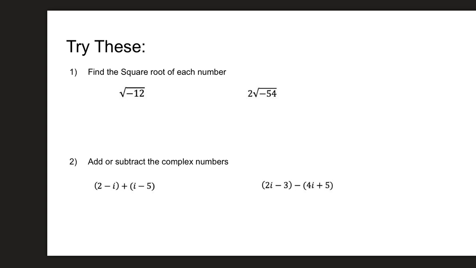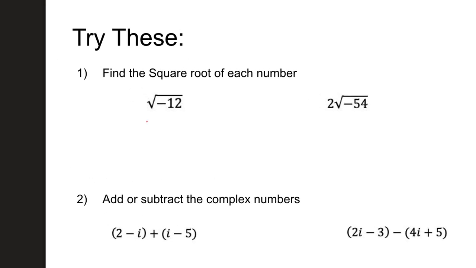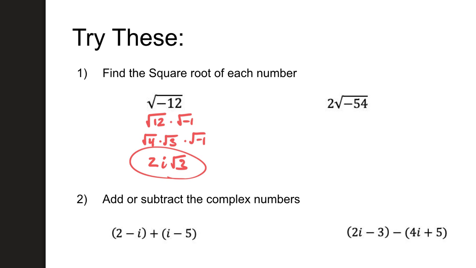So the square root of negative 12. Again, I'm going to split this up into the square root of 12 times the square root of negative 1. Square root of 12 is square root of 4 times 3. I'll simplify it down. The square root of 4 is 2. The i comes next, and the square root of 3 hangs out at the last part. Good. Okay, what about this next one?